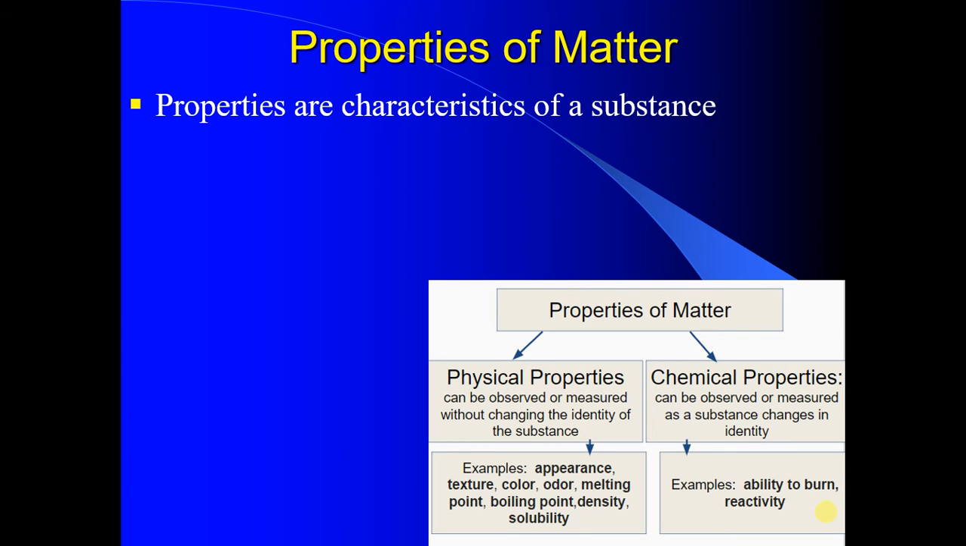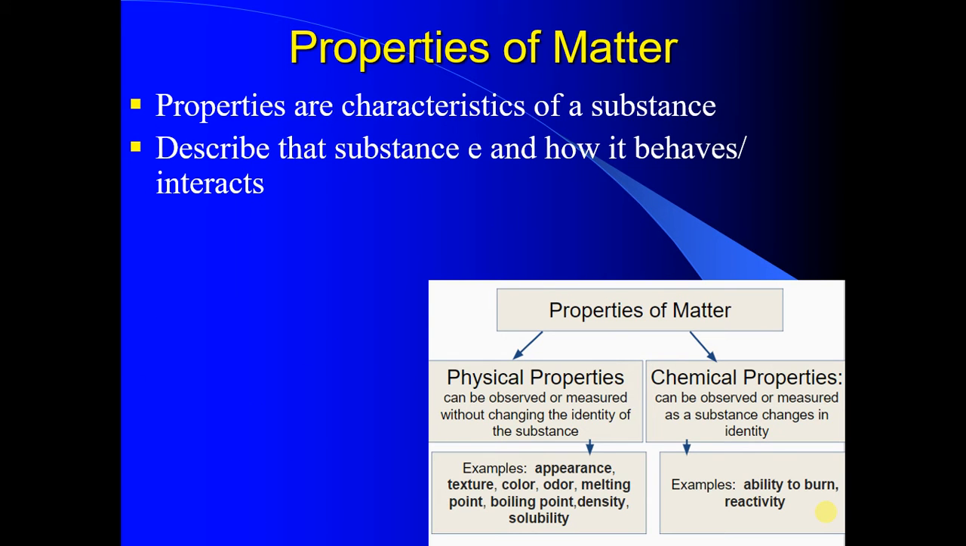So a property is a characteristic of a substance. For example, if I notice that a quarter is shiny, that is a property of that quarter. Or if I notice that water boils at 100 degrees centigrade, that would be a property of water. So it's a characteristic of any substance, any type of matter that we are given. And it describes how that substance behaves and interacts.